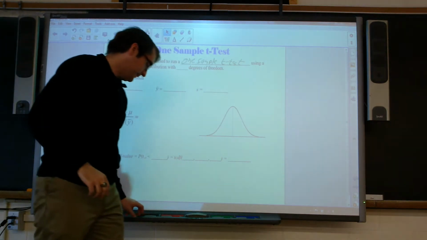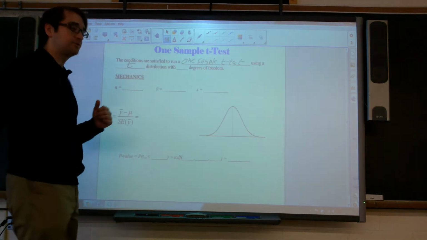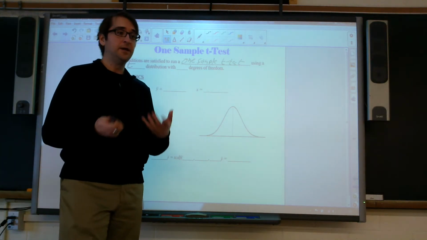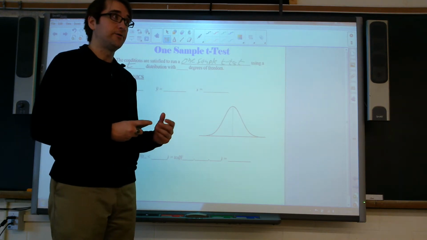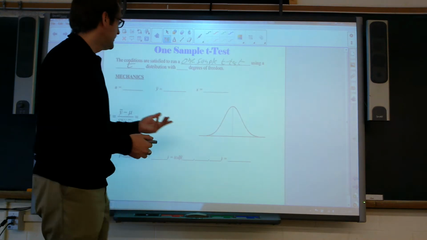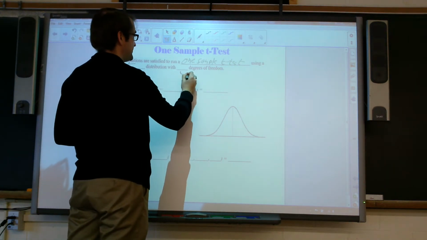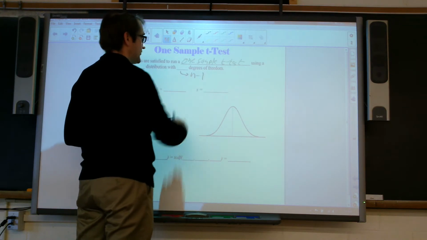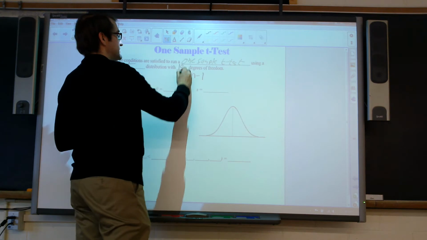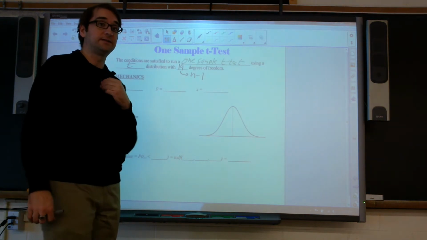Using, and now this is where we're getting to the notes that we talked about, a t-distribution. We're not using a normal distribution anymore because, as we found, a normal distribution doesn't always work. T-distribution with, now, the degrees of freedom. I mentioned in class that the degrees of freedom is always one less than the sample size. We had a sample size of 20 in this case, so our degrees of freedom is 19.